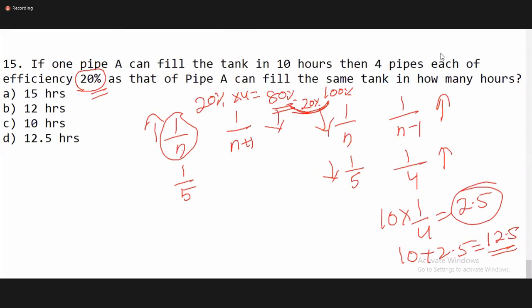So 1 by 4 of what? 10. In 10, 1 by 4 is what? 2.5. So 10 plus 2.5 will give you what? 12.5. Yeah. Okay. That completes the solution. Anyway, you might have understood the first method. That is fair enough.